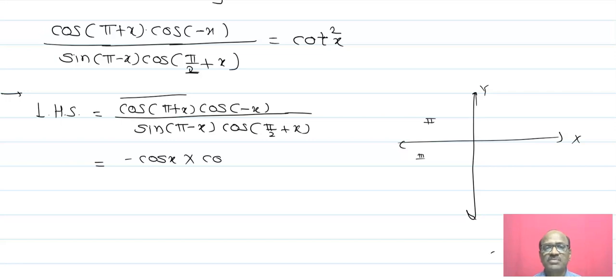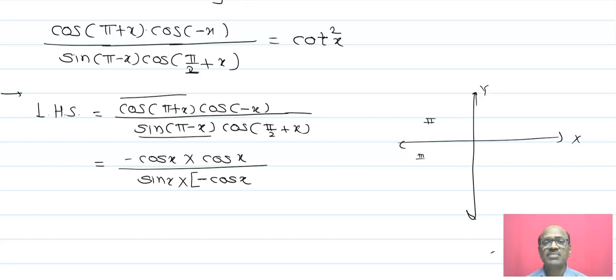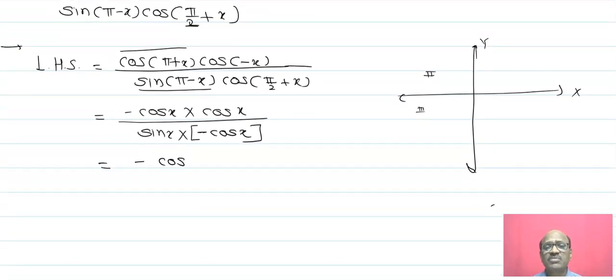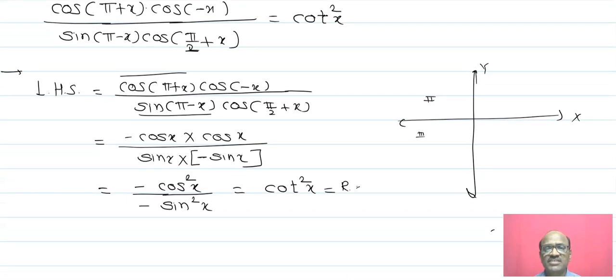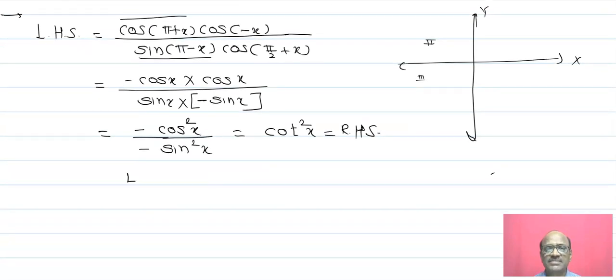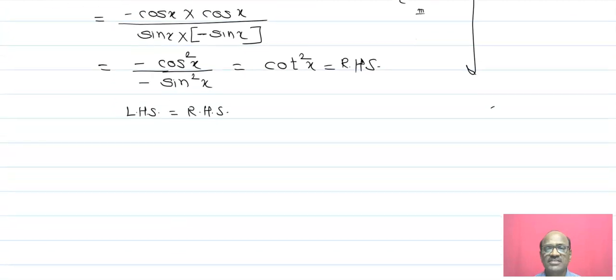Minus cos x, and cos absorbs the negative sign. Therefore, it is cos x. Sin of pi minus x again remains as sin of x. It is in the second quadrant, and for cos of pi by 2 plus x, the function changes because the angle is an integral multiple of pi by 2. That is, cos of pi by 2 plus x will become sin x. I made a mistake, I will change it now. That is minus sin x, because cos is negative in the second quadrant and the angle is pi by 2, therefore it changes. And now overall it becomes minus cos square x upon minus sin square x, and it's cot square x, which is the RHS. Hence LHS is equal to RHS.